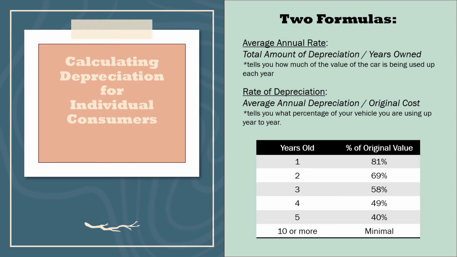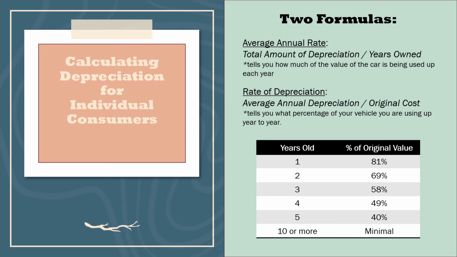Now you'll see the first 2 years it uses up the most value. By the time you get to year 3, you're still holding 58% of the original value. By year 4, you're holding 49% of that original value, and by year 5, you're holding 40% of that original value. And so if I were to calculate and say, let's say I bought a car for $10,000 brand new, and I wanted to say, what is my car going to be worth in 5 years? I would take that $10,000, multiply it by 40%. That means that my car is worth $4,000 in 5 years.